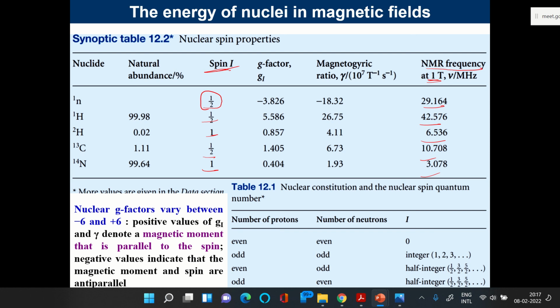So nuclear g factors vary between -6 to +6. Positive g_I values, and gamma, denote a magnetic moment that is parallel to the spin. Negative values indicate that the magnetic moment and spin are anti-parallel. So negative g values you have here, positive values you can see here. So that can happen.